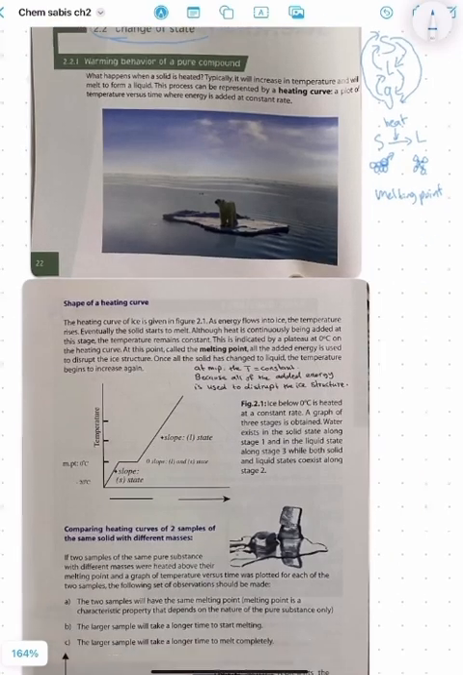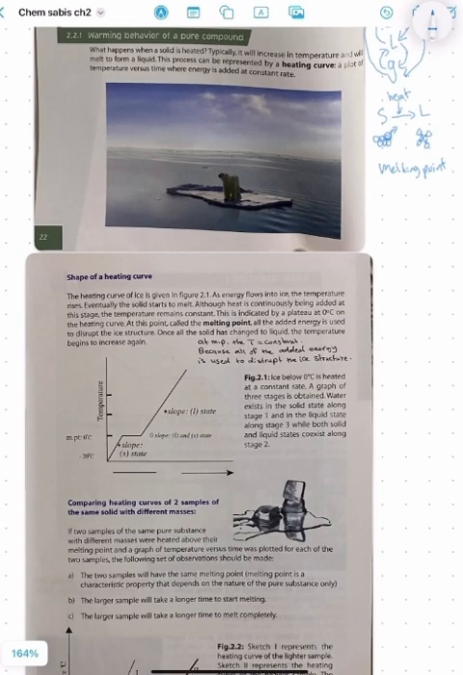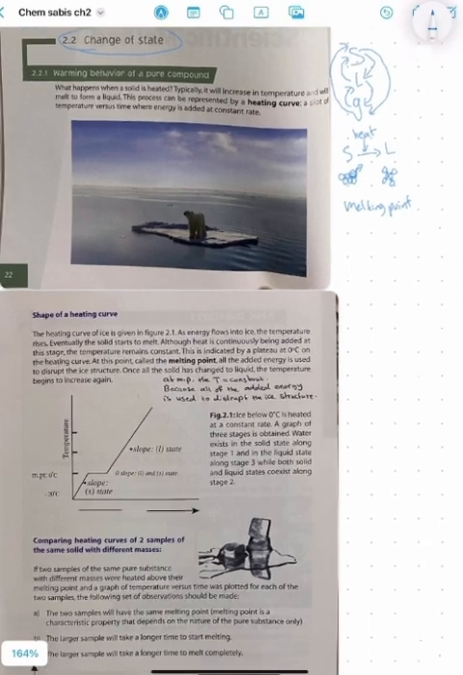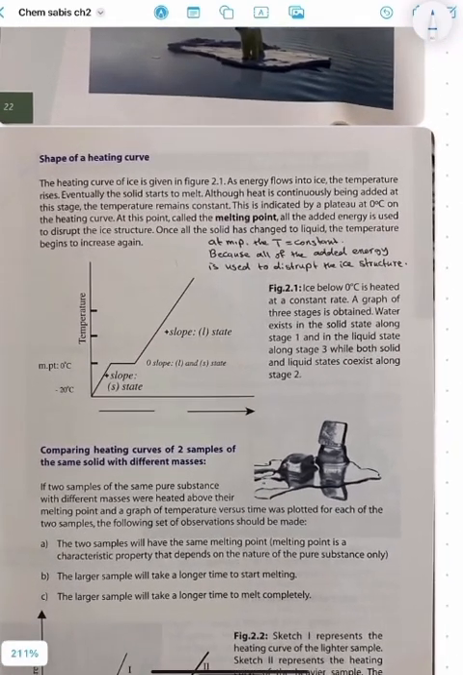Let's take a look at the shape of the graph. We call it the heating curve when we change from solid to liquid or liquid to gas. But the exact opposite, we call it the cooling curve, changing from a gas to liquid, liquid to solid. Okay, so this is the heating curve.